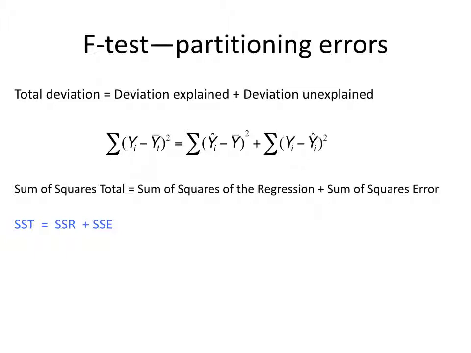So formally, the sum of y sub i, the individual data points, minus y bar, that quantity squared, can be partitioned into the sum of the difference between the estimate and y bar, and the difference between the actual point and the estimate. And this reads as the sum of squares total is equal to the sum of squares of the regression plus the sum of squares of error. And shorthand is SST equals SSR plus SSE.